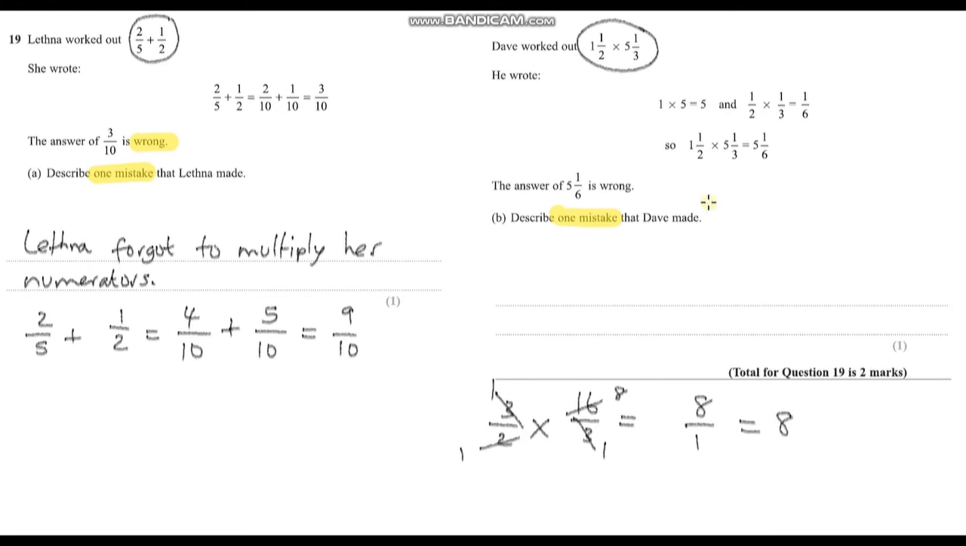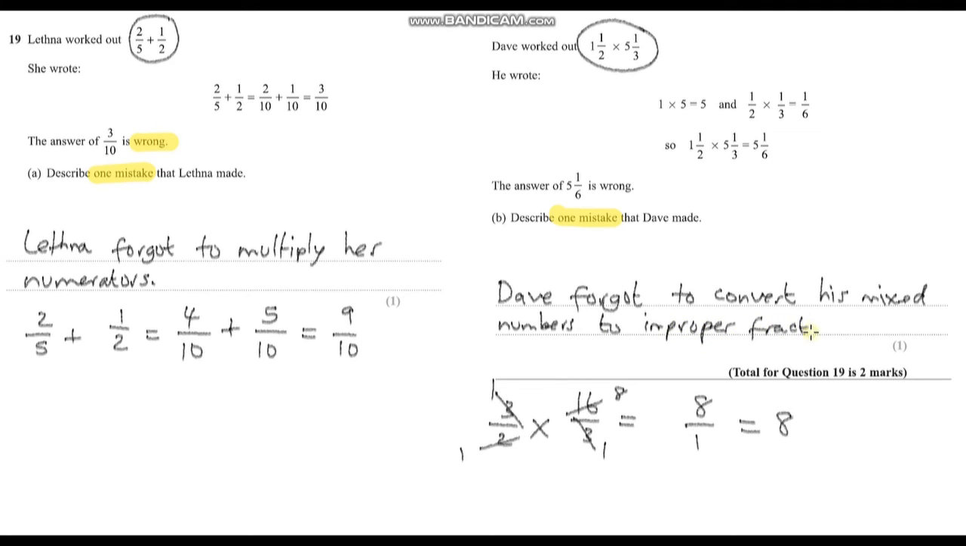So one mistake that Dave made, well, Dave went completely wrong. He forgot to convert his mixed numbers to improper fractions. So Dave forgot to convert his mixed numbers to improper fractions. And we're done.